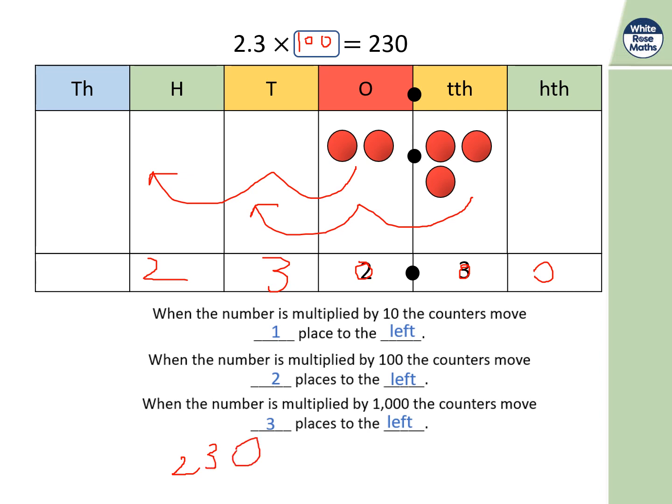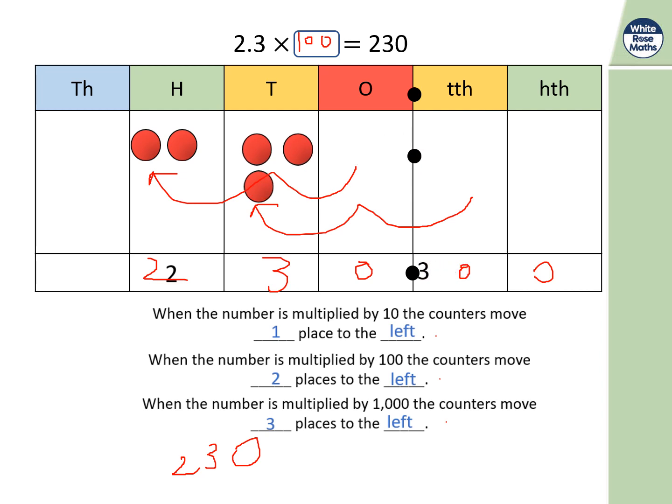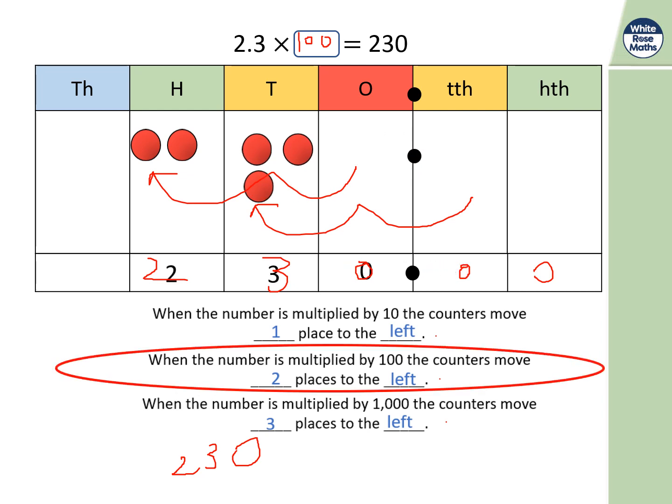And here there are some important facts. Following the pictorial diagram, 230, it's moved two places to the left, the numbers, but the decimal point has actually moved two places to the right.